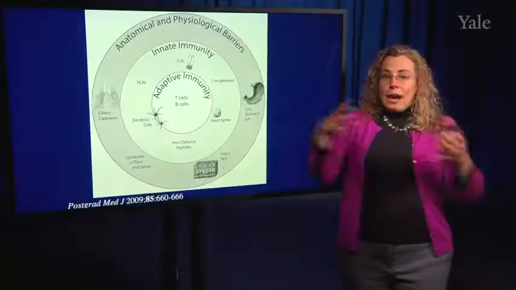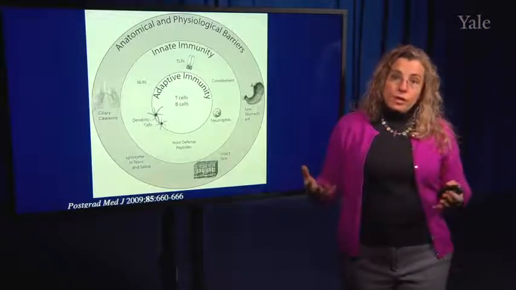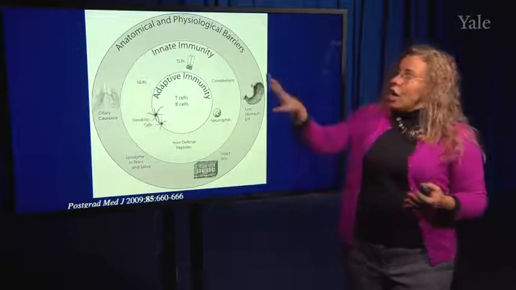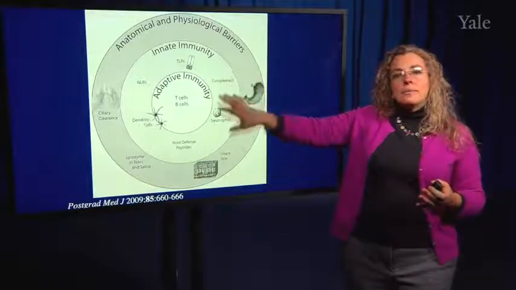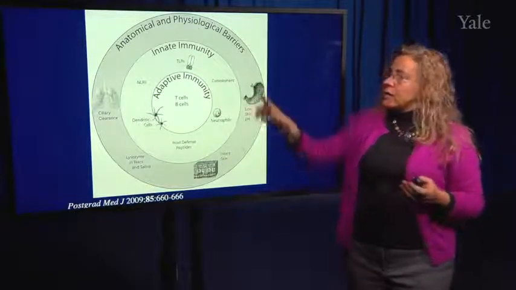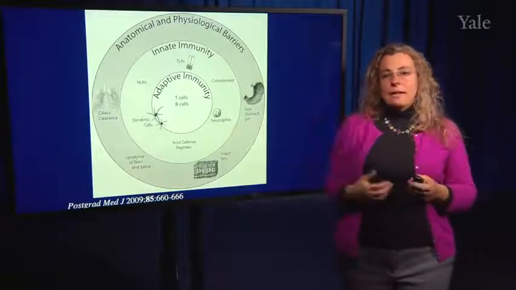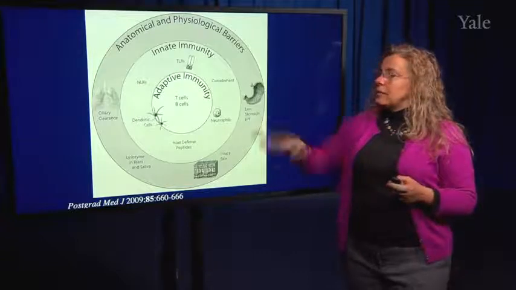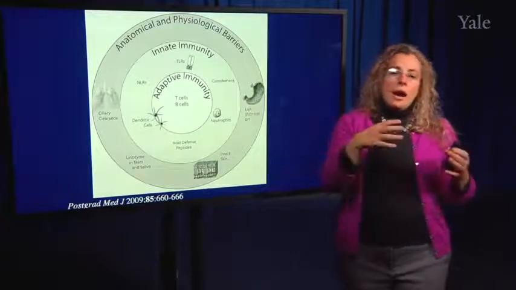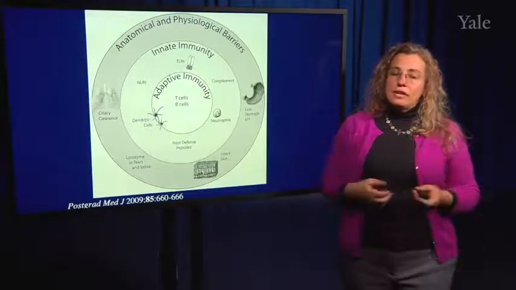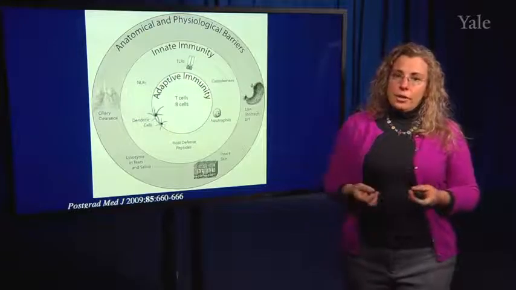Now, if your outer walls are breached, then your immune system comes into play. And first, it's the innate immune system that forms the next defense mechanism, and ultimately, it's your adaptive immunity that will kick in if the infection is prolonged and severe.